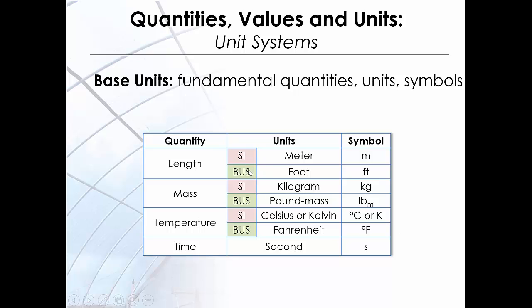The British unit system uses the foot as the base unit for length, the pound mass for the mass, and Fahrenheit for the temperature. The conversion factors can be used to convert units between these two unit systems.